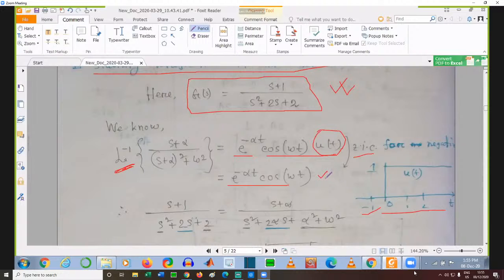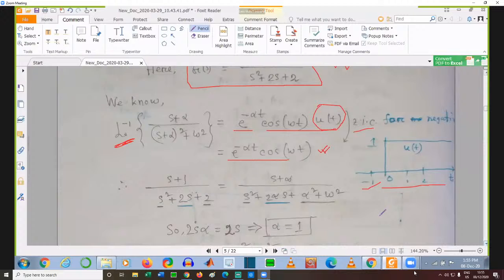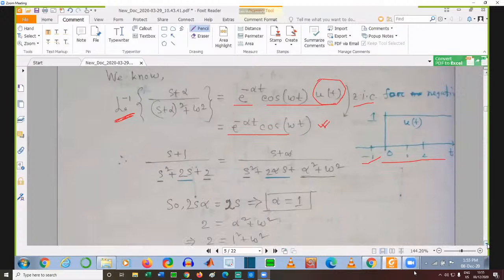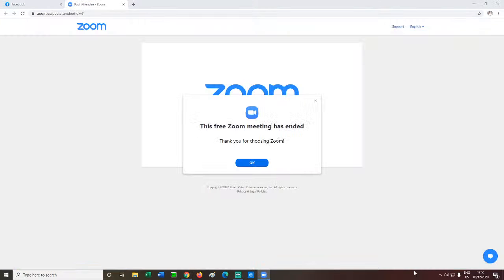Okay, so let's apply that. This is my transfer function here, and we want to apply that formula here. So we can write s plus alpha. This is like s plus alpha, s plus 1 equals s plus alpha. Then we have the denominator (s plus alpha) square plus omega square. How can we do that? We can write s square, then 2 alpha s.